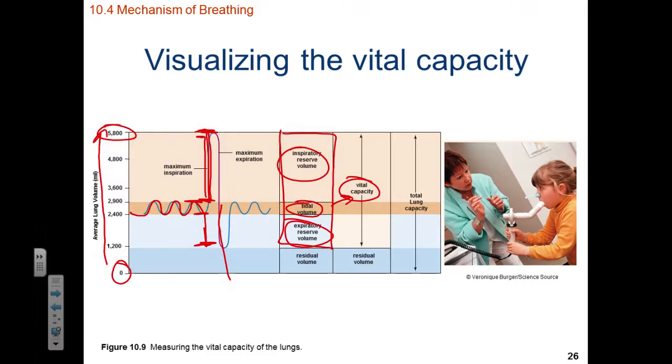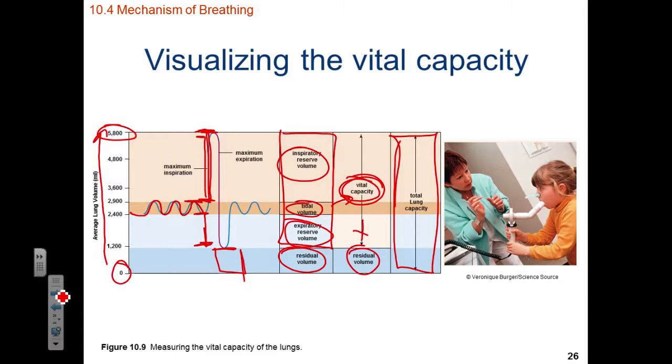And you'll notice that this line never drops down to zero. That is a good thing. If that line dropped down to zero, that would mean that we had a collapsed lung. But since it doesn't drop down to zero, there's always some leftover volume or air in the lungs. That leftover volume is called the residual volume. And if we combine the vital capacity plus the residual volume, we'll end up with the total lung capacity.